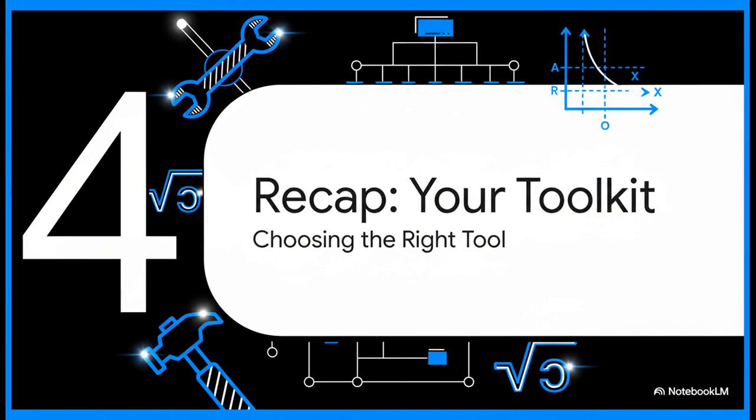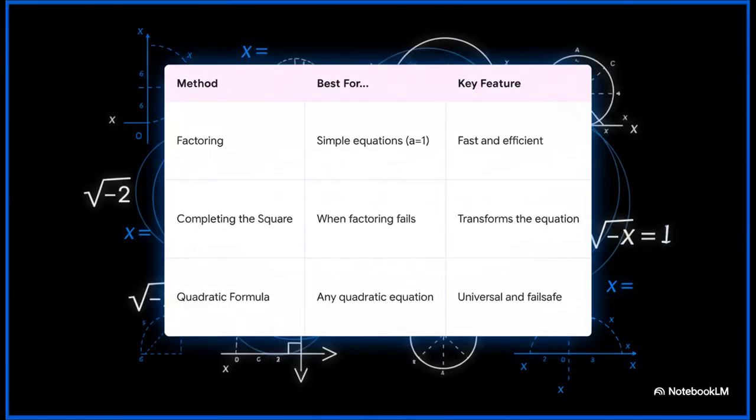Okay, let's step back for a second. Your toolkit is now loaded with 3 awesome, powerful methods. The real trick, the real art, is knowing which tool to grab for the job that's right in front of you. So here's your strategy, your rule of thumb. Always try factoring first, especially if A is 1 and the numbers look nice. It's just so fast. If that's a no-go, you've got a choice. Completing the square is really elegant, but the quadratic formula is your absolute safety net. It's the one that will always get the job done, no matter what.